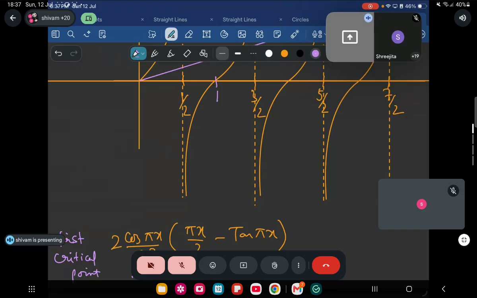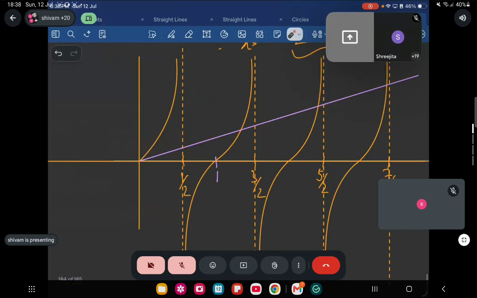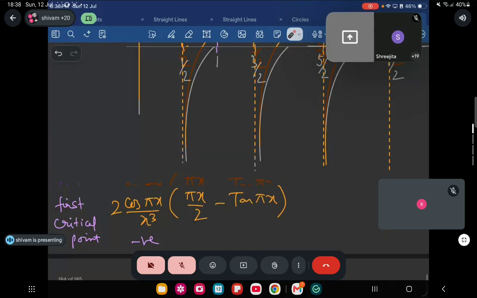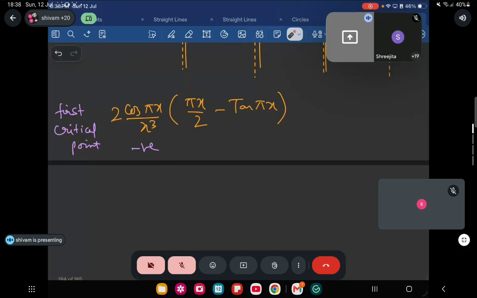Next, pi x by 2 minus tan pi x. See, from left to right, tan pi x is below, right? Tell me. Wait a minute. Tan pi x is below, right? And pi x by 2 is above. Oh, achha, yes. So the sign will be from positive to negative. Sorry, it will be from positive to negative.